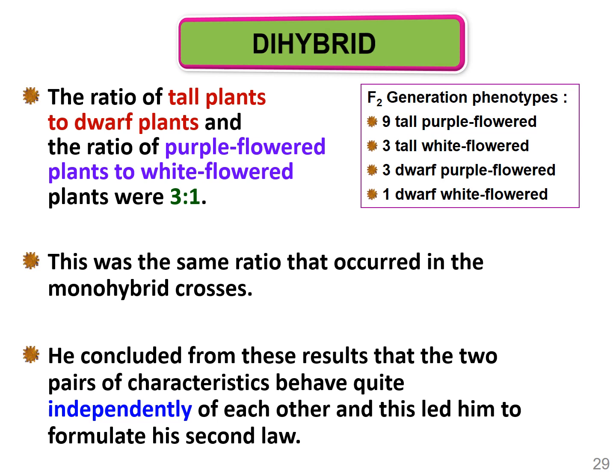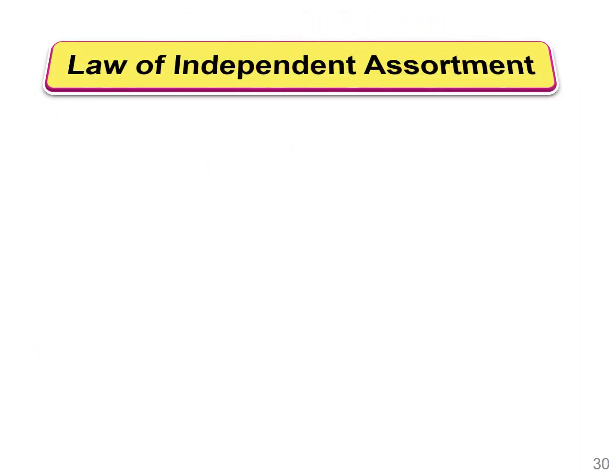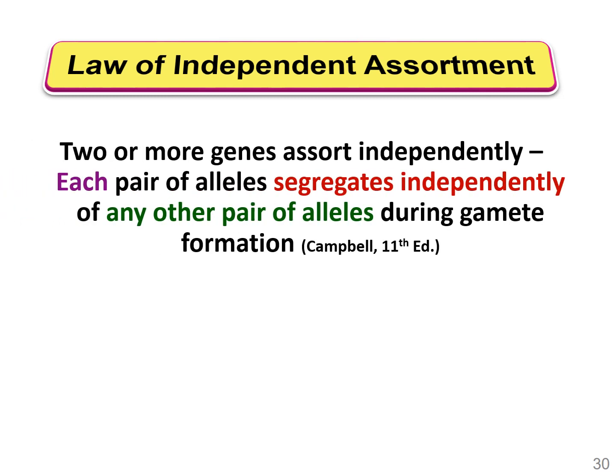So, Mendel concluded that the two pairs of characteristics behave quite independently of each other, and this led him to formulate his second law. The second law is the law of independent assortment. The law of independent assortment can be defined as two or more genes assorting independently, where each pair of alleles segregates independently of any other pair of alleles during gamete formation.